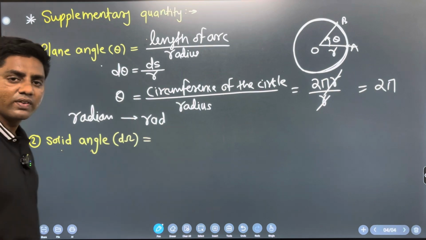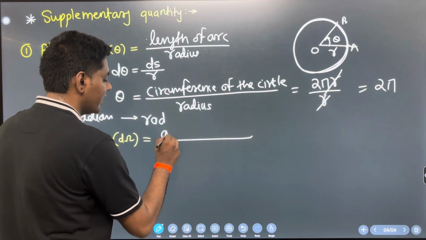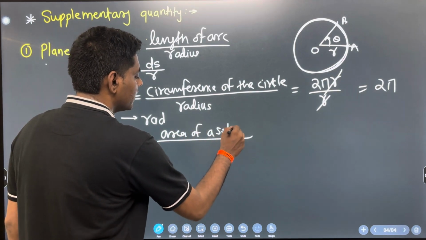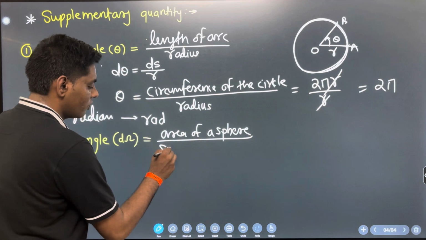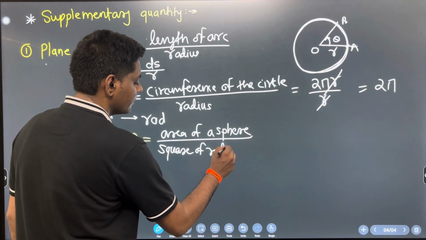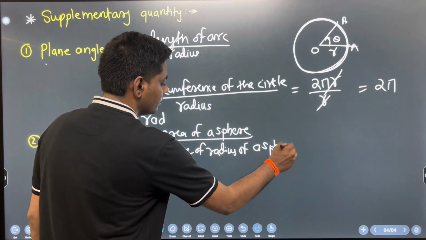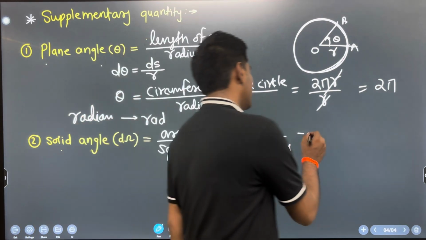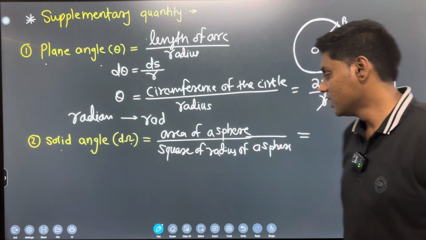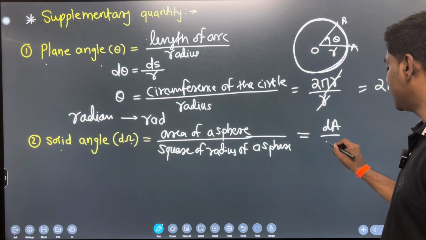So a very simple definition for solid angle. It is nothing but the area of a sphere divided by the square of the radius of a sphere. So we can calculate, it is denoted by the letter d omega. So it becomes dA divided by r square.